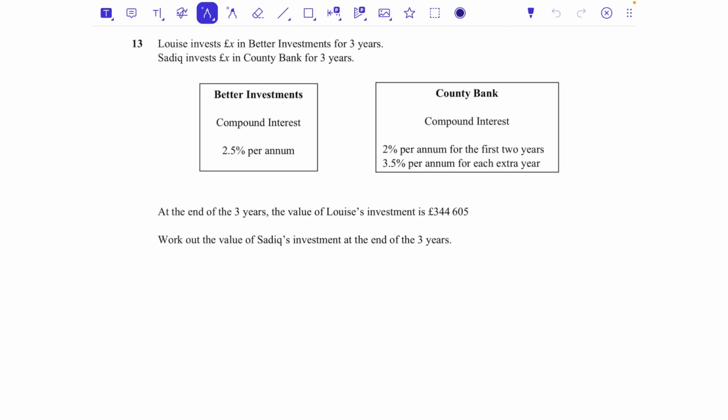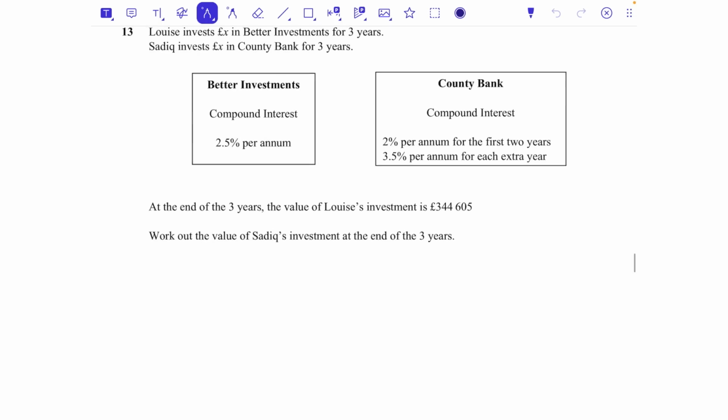Question number 13. Louise invests X pound in Better Investments for 3 years, and Sadiq invests X pound in County Bank for 3 years. At the end of the 3 years, the value of Louise's investment is £344,605. Work out the value of Sadiq's investment at the end of the 3 years. So with Louise, we know that she's put X pounds in the bank, and then she's getting 2.5% per annum. So that's extra money on top of her investment.